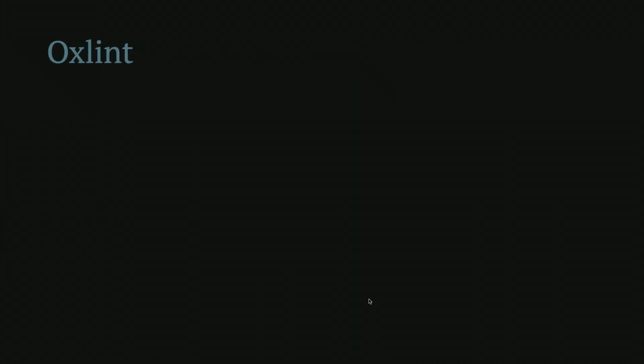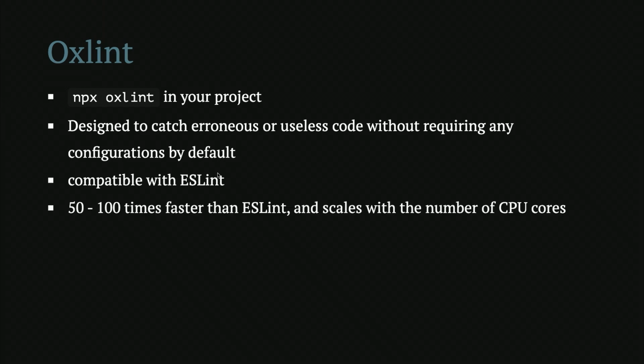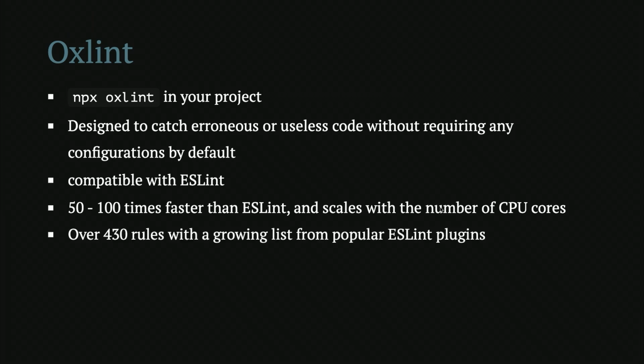Okay. Now it comes to Oxlint. You can already try in your project with just one command, npx oxlint, and you will lint your whole project without any configuration. And it's designed to catch erroneous or useless code without requiring any configurations by default. It is compatible with ESLint, and it's 50 to 100 times faster than ESLint depending on the total number of CPU cores you use. And it now has 432 rules.